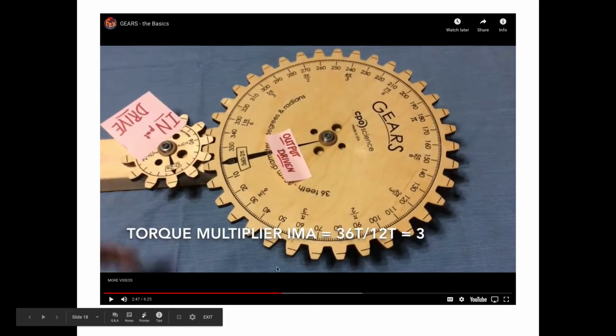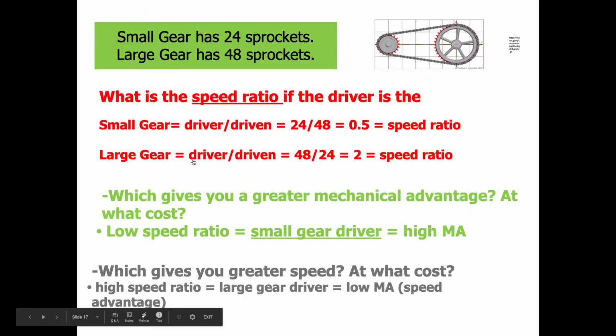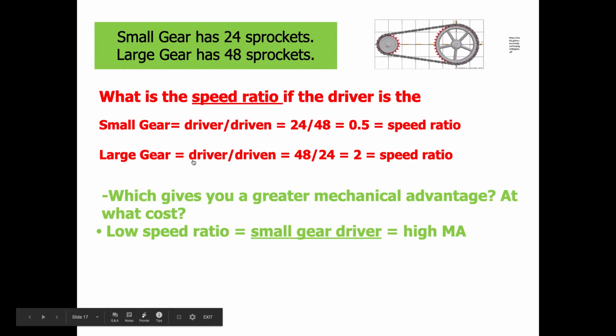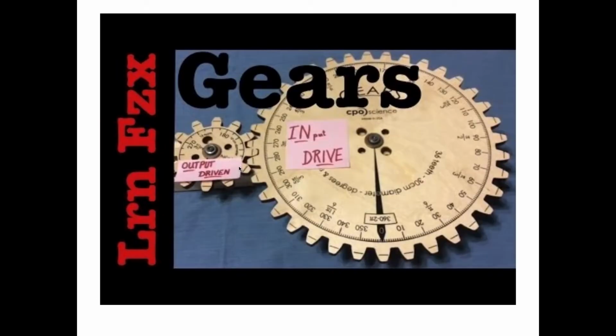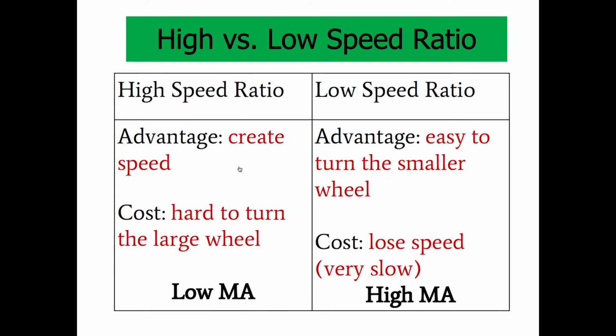I want you to be very careful with this particular setup because when he talks about it, he's actually calculating the mechanical advantage. And the formula for mechanical advantage is opposite to the formula for speed ratio. So in his case, he's doing driven over driver if it's MA. The one that I have shown you in the previous slide, I have given you speed ratio. Speed ratio, driver over driven. Mechanical advantage, driven over driver. So be careful with that particular setup.